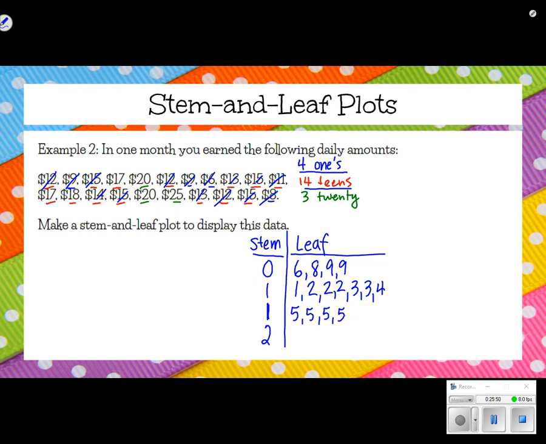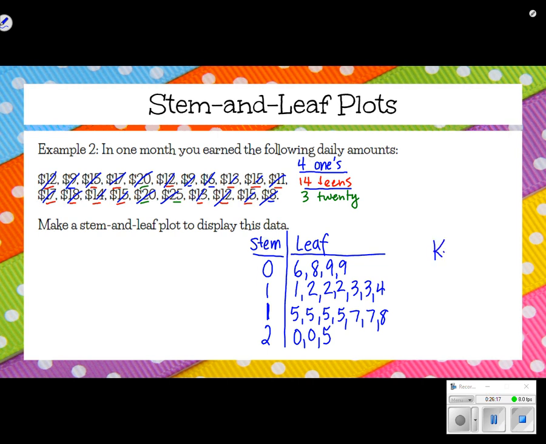All right, so I think I got all my 15s. I think that looks good. I've got 2 17s. 1, 2, 7, 7, and then an 8. And then I think that's it for my teens. And then I've got 2 20s and a 25. So 0, 0, 5. Now, I'm not done because I have to make my key.